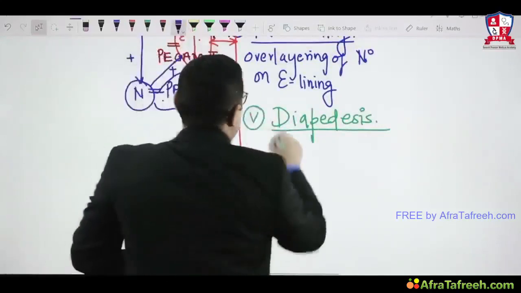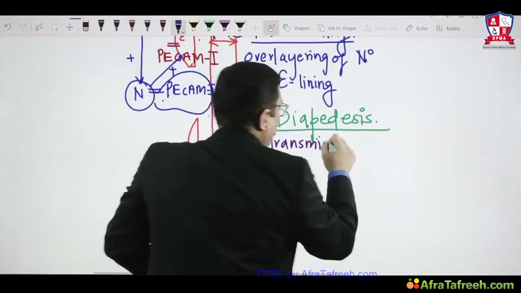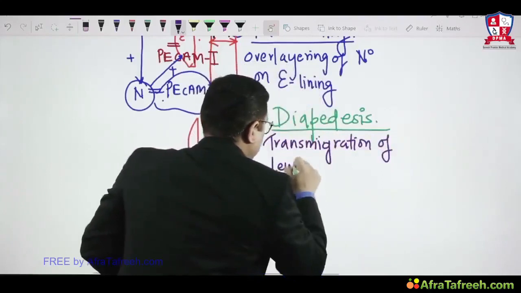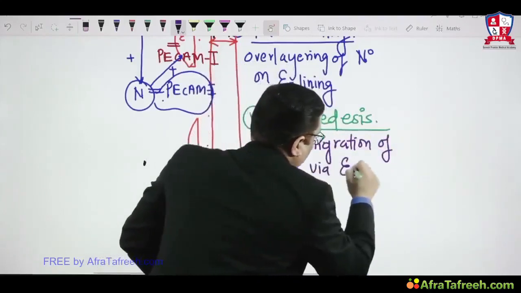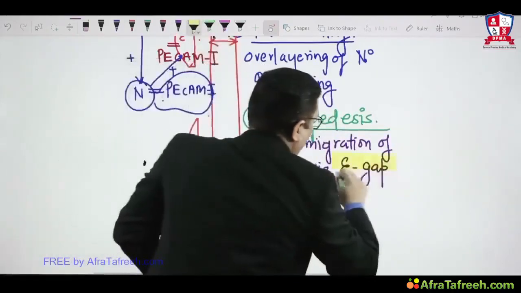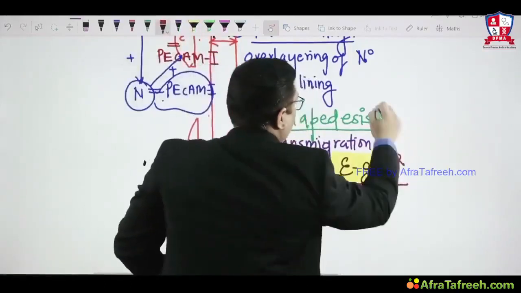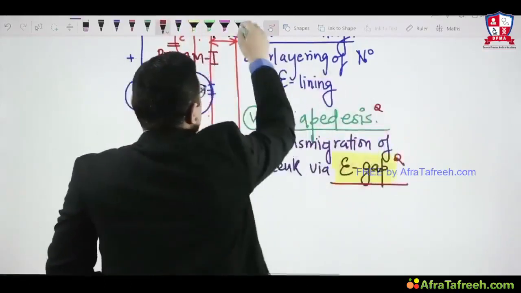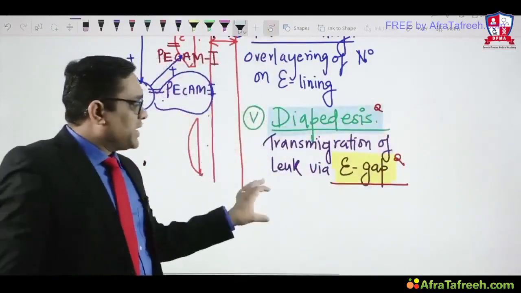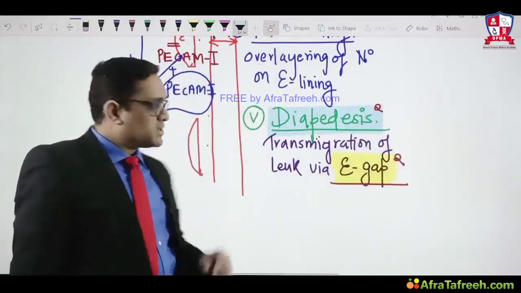So this is how we will define diapedesis: the transmigration of leukocytes via endothelial gap. It is important to understand what I am highlighting here, via endothelial gap, because that was the question in All India exam. What is diapedesis? Transmigration of leukocytes via endothelial gap is called diapedesis. This is very important to understand.